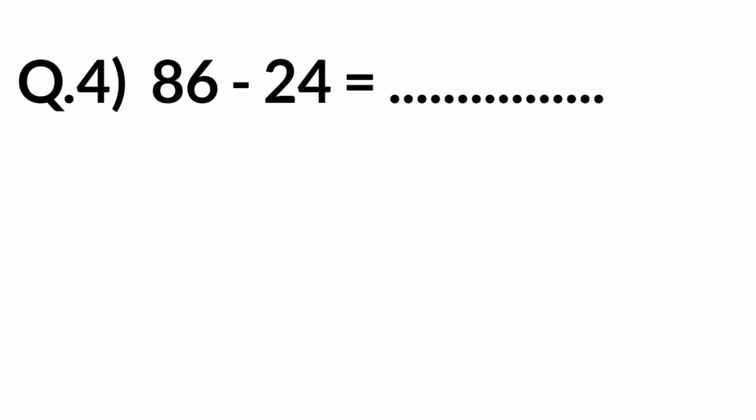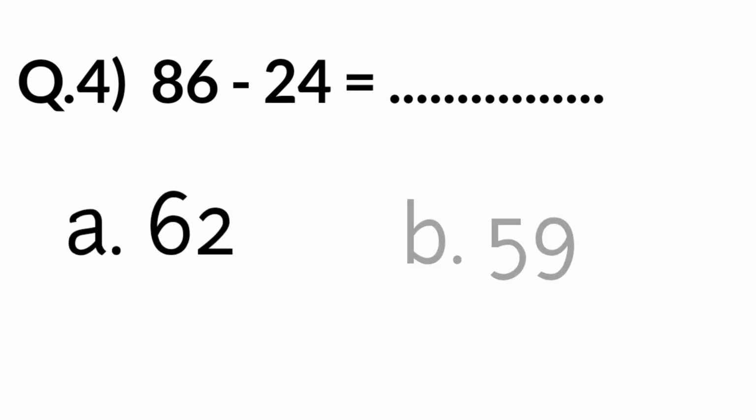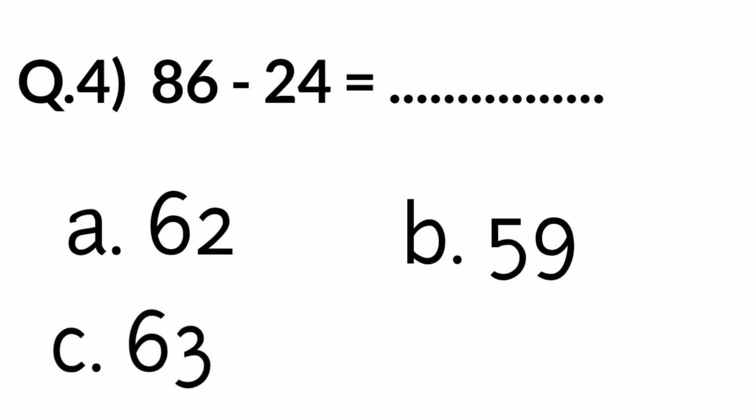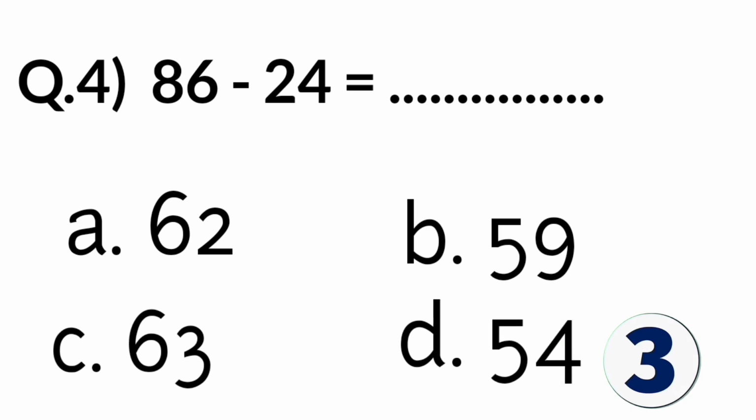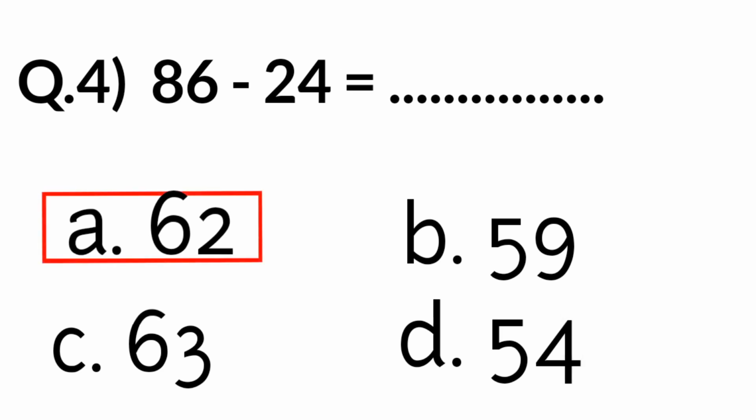Question number 4, 86 minus 24 is equal to option A 62, option B 59, option C 63, option D 54. The correct answer is option A 62.